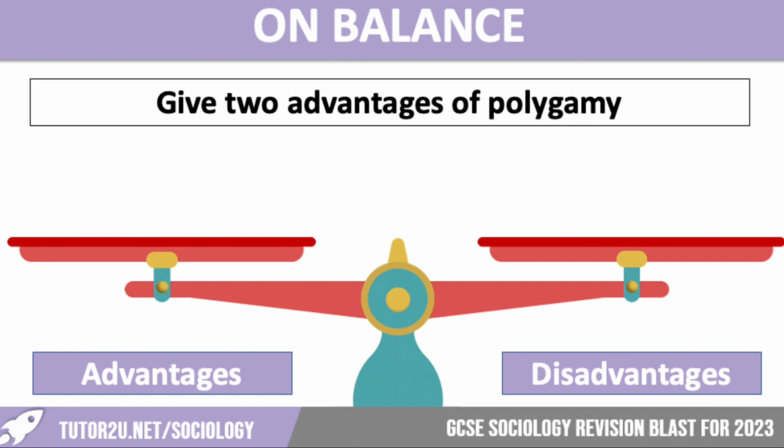Right, we're going to move on to an on-balance activity looking at the advantages and disadvantages of polygamy. So let's just remind ourselves what this term means. So polygamy refers to a marriage where one partner is allowed to legally marry several partners at the same time, and it is most common for a man to have several wives.